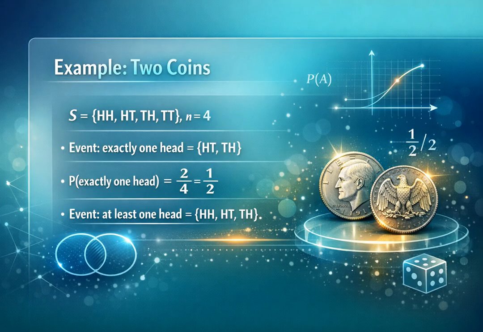Example with 2 coins. Sample space is HH, TT, HT, TH, 4 outcomes. Event exactly 1 head is HT, TH, 2 outcomes. Probability equals 2 over 4 equals 1/2. Event at least 1 head is HH, TH, HT, 3 outcomes. Probability equals 3 over 4. Count outcomes carefully for accurate probabilities.